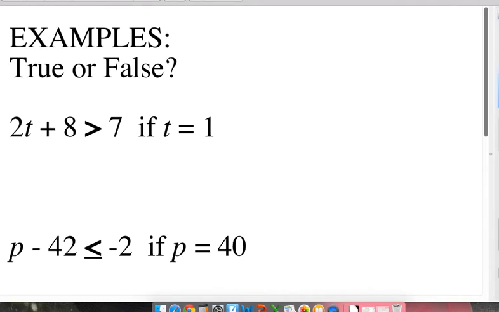Let's look at some true or false scenarios involving inequalities. It says true or false.